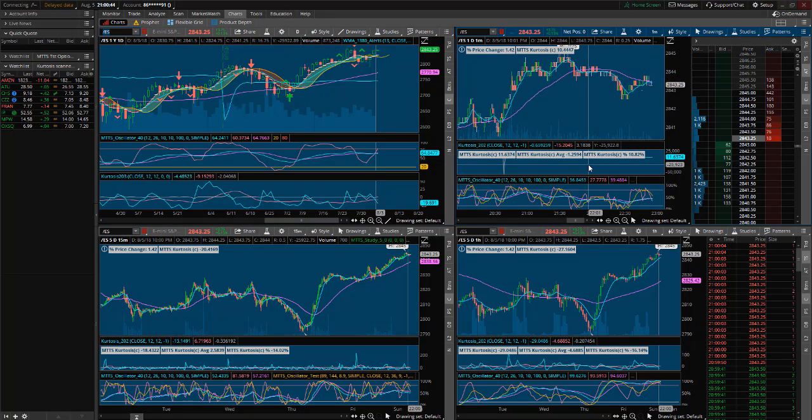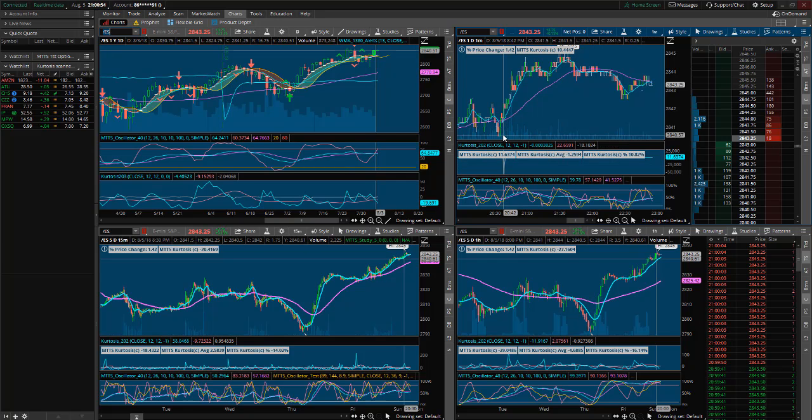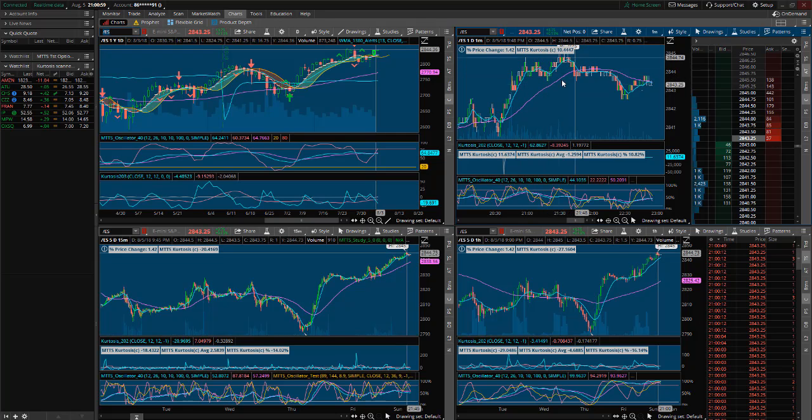Right here, you could see the MTTS oscillator in action, and also kurtosis. See, you get a kurtosis back and then nice price action right there. You get the MTTS oscillator going up, a kurtosis spike, and boom.